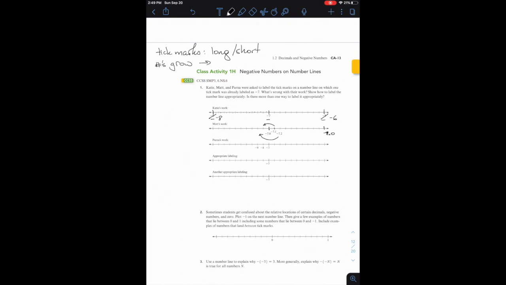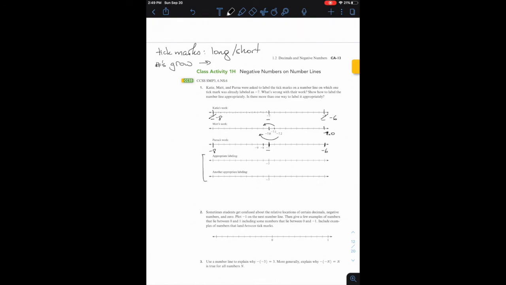Parna's work, the long tick marks, are integers. So if we have -7 there, -8 should be here, and -6 should be there. She is ignoring the fact that these are long tick marks and she's going into the tenths tick marks.